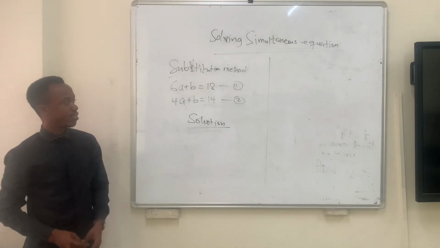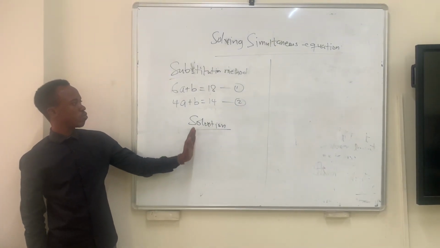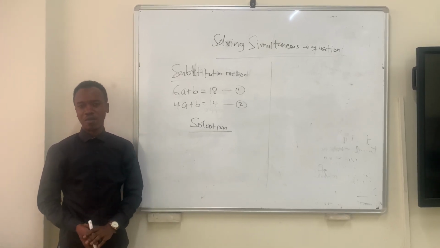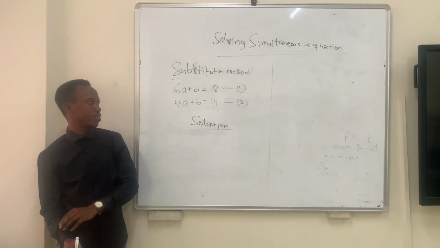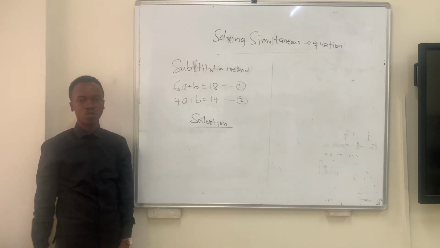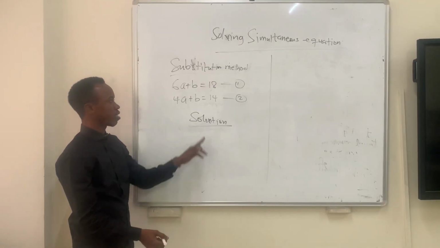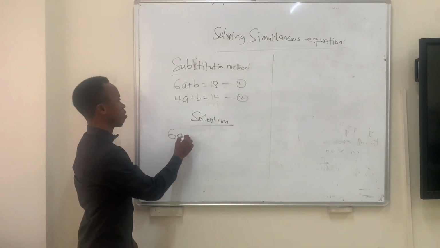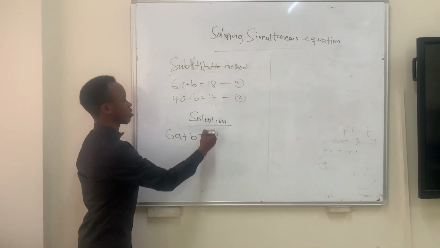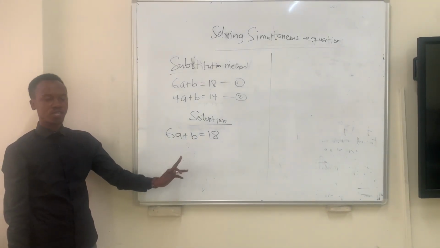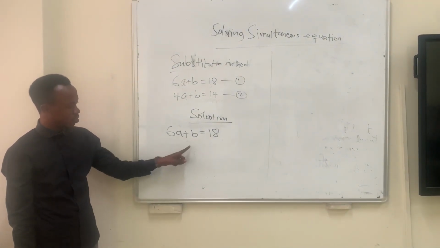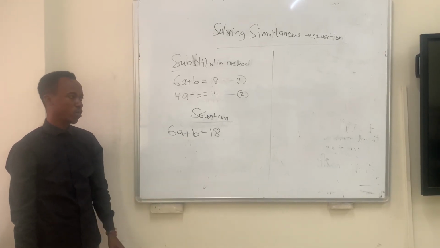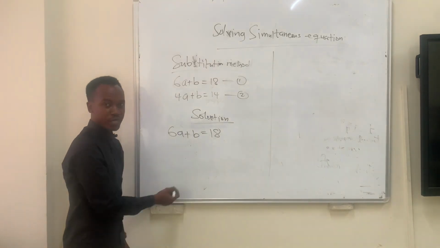Now, the substitution method says that before you start, pick one of the equations, make one variable the subject, then take that and substitute it into the other equation. So for instance, I'm going to take the first equation, which is 6a plus b equals 18. I want to make one of the variables the subject. In this case, it's best that we make b the subject, because it doesn't have any coefficient. So if you make b the subject, what are you going to get?